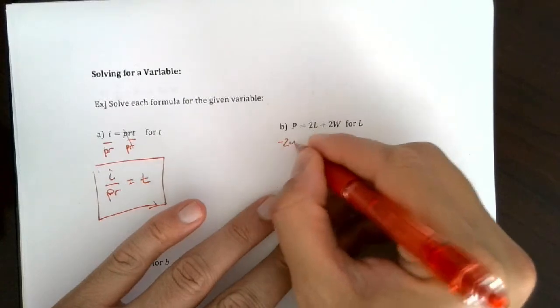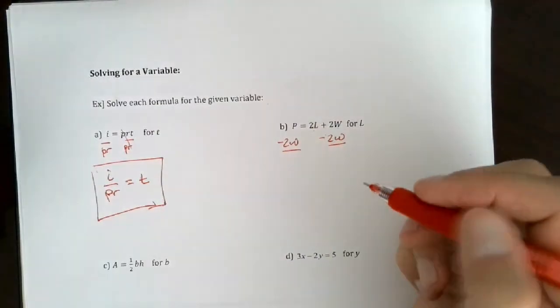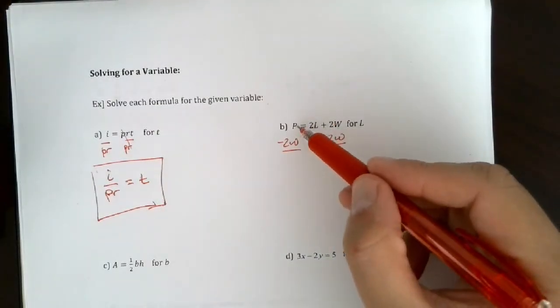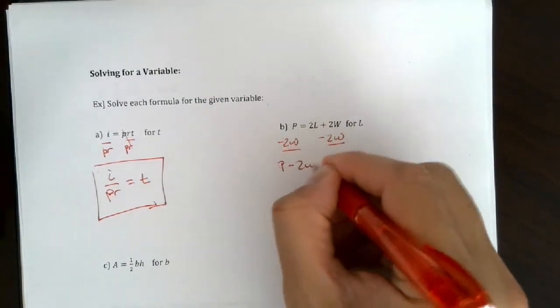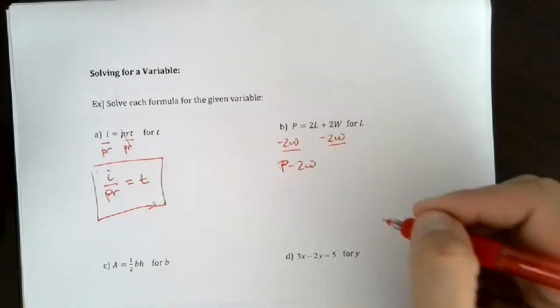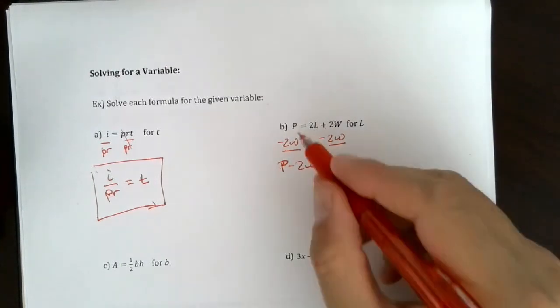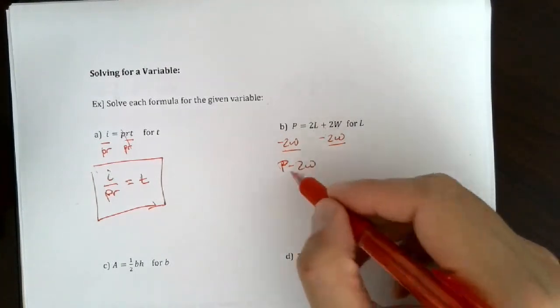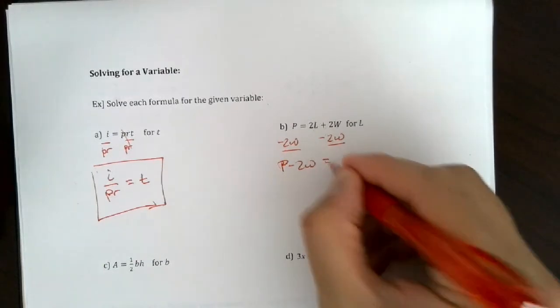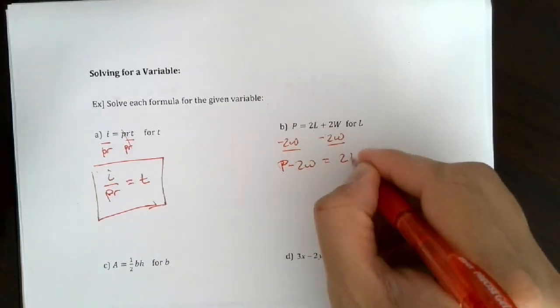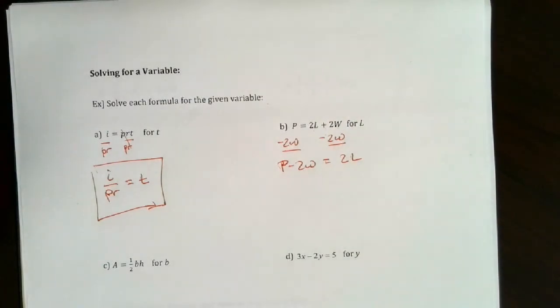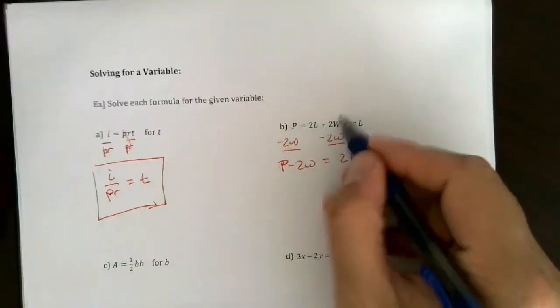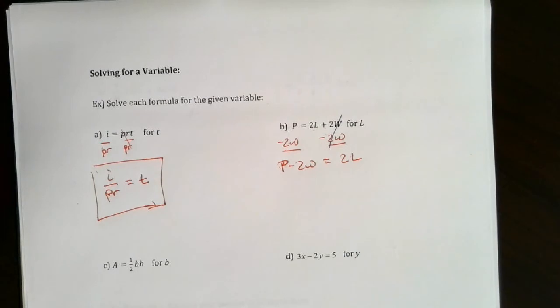I'm going to subtract 2W from this side. So for this left side, P and 2W are not like terms, so you're going to write it as P minus 2W, just as is with the correct sign. It's a positive P, so it stays positive. It's a negative 2W, so it's minus 2W. It's equal to, on the right side, I have 2L, right? Because the 2W minus 2W cancels out, and that's why we did that. So now we're left with P minus 2W equals 2L.